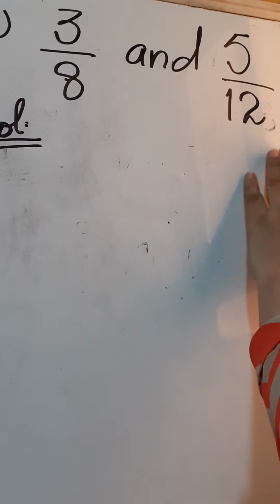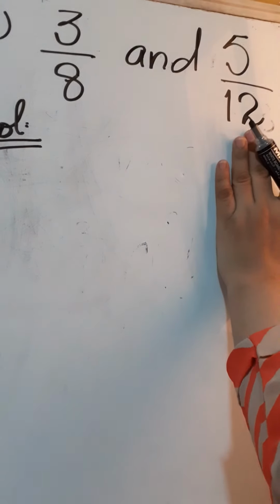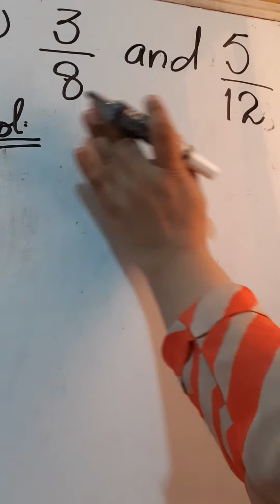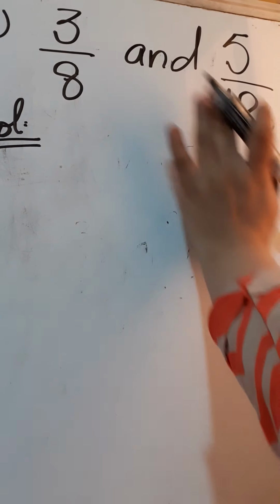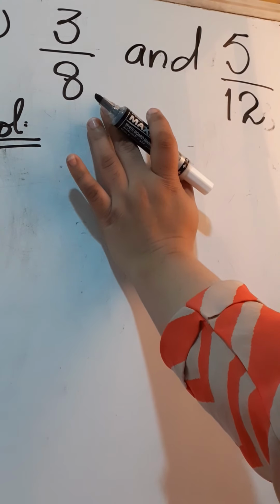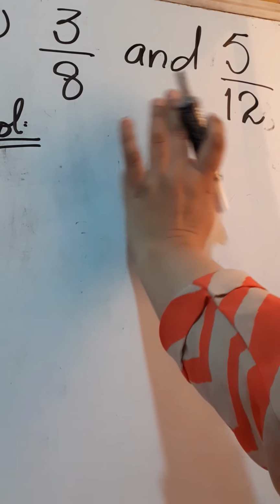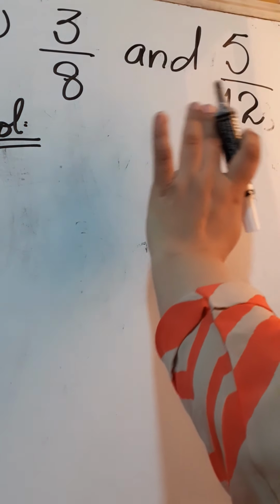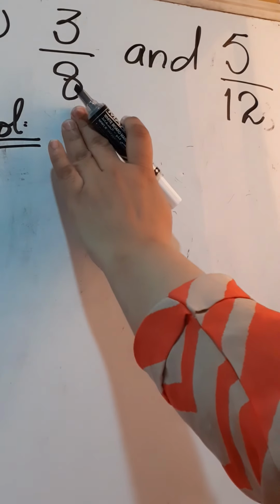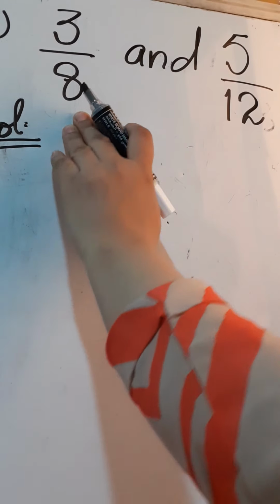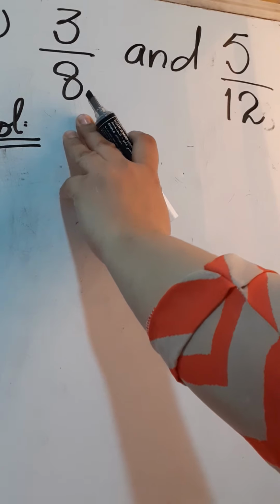Yes students. Now you check that there is an 8 and there is a 12. Both are denominators. If we multiply 12 up and down, it's a very big number. So this method is right. If we multiply by 12 up and down, no problem. But there is a 12 and there is an 8. You check that 12 and 8 go in the same table.